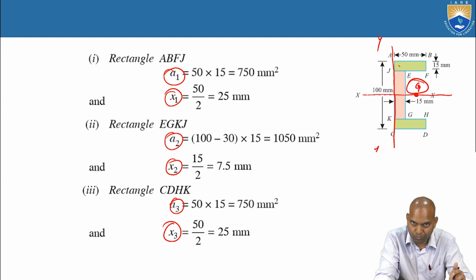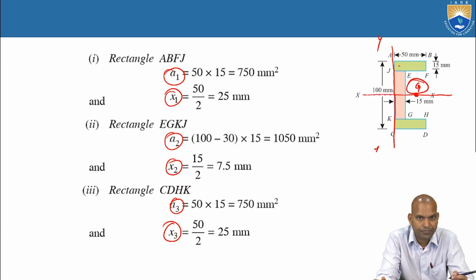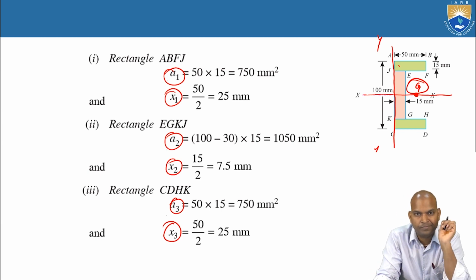Now, a very important point you can understand here. For unsymmetrical sections, the centroid can be outside the geometry or on the geometry. Similarly, for symmetrical sections with a single line of symmetry, the point of centroid can be outside the geometry or on the geometry, but the only condition is that it is on the axis of symmetry.